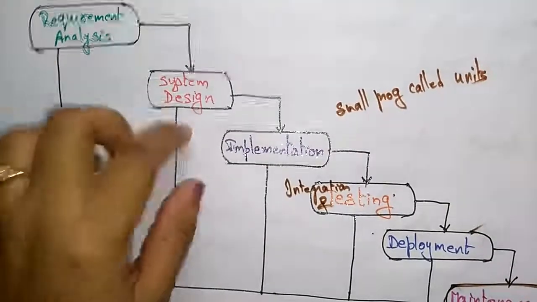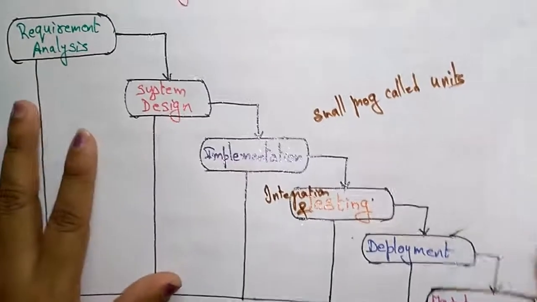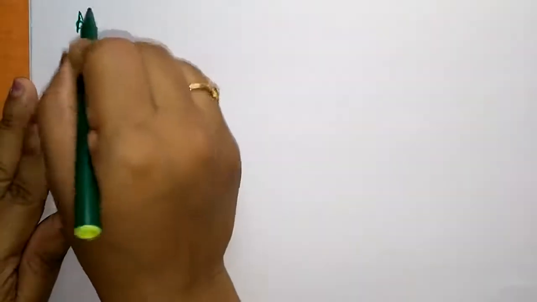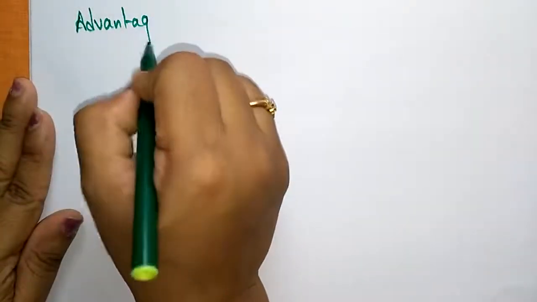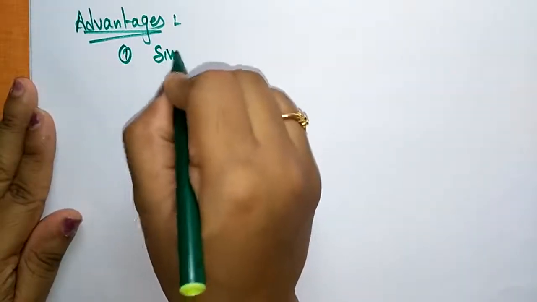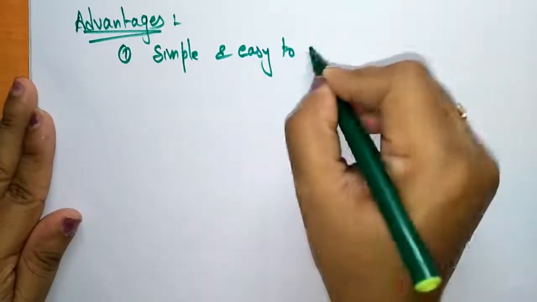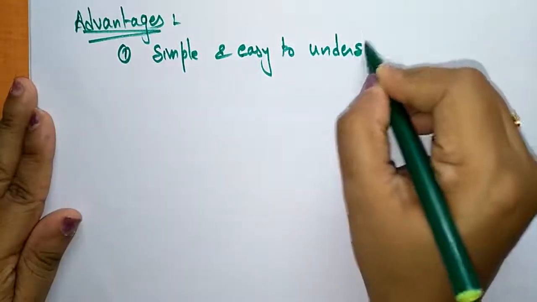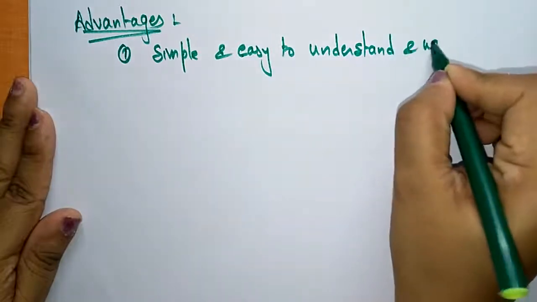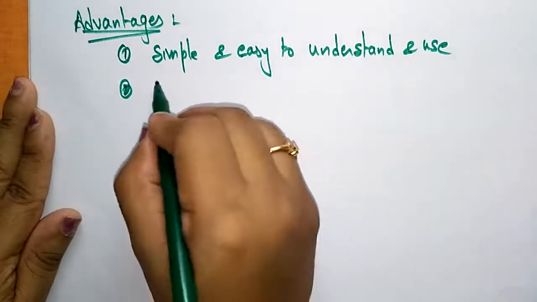So these are the different stages in the waterfall model: first requirements, system design, implementation, integration and testing, deployment, and maintenance. Now let us see the advantages and disadvantages of using the waterfall model. Advantages. First, it is simple and easy to understand and use. Next, it is also easy to manage.